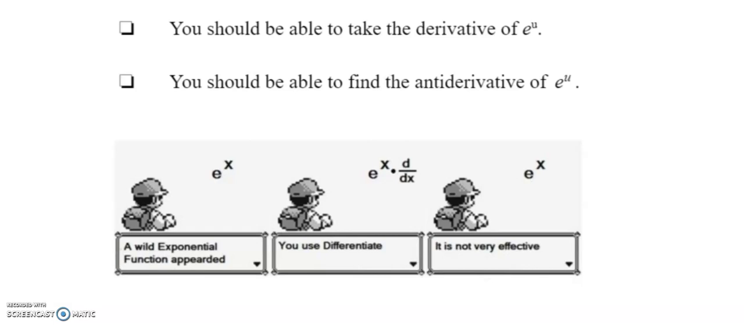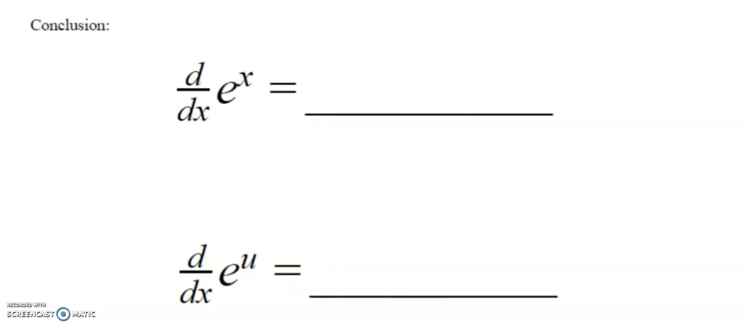All right, we're going to do some examples of taking the derivative of e to the u, and our last goal for this unit is going to be to find the antiderivative of e to the u, which we'll get into soon. All right, so from our discussion in class, we discovered that the derivative of e to the x is itself, one of the beauties of an exponential with a base of e, why we have that as the natural base.